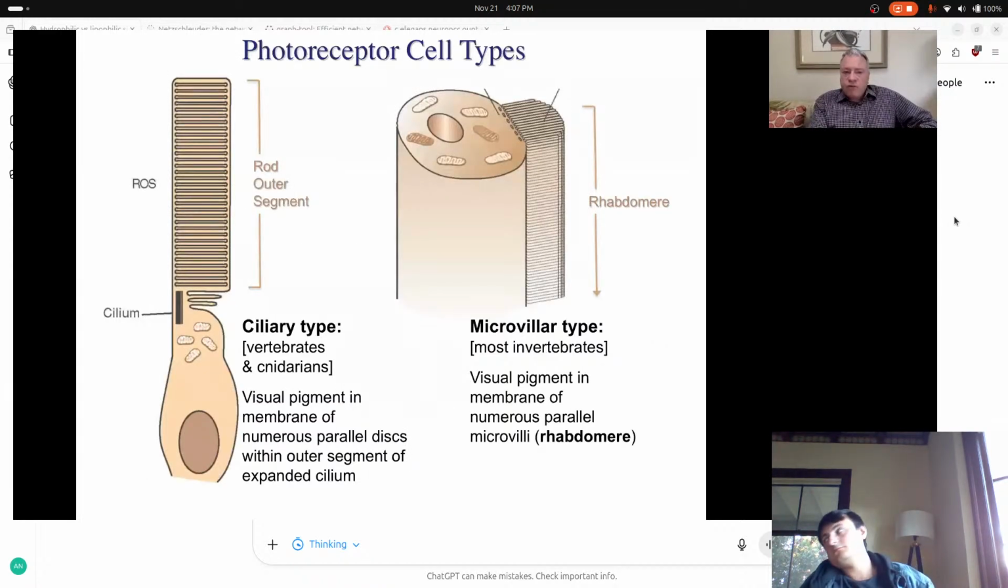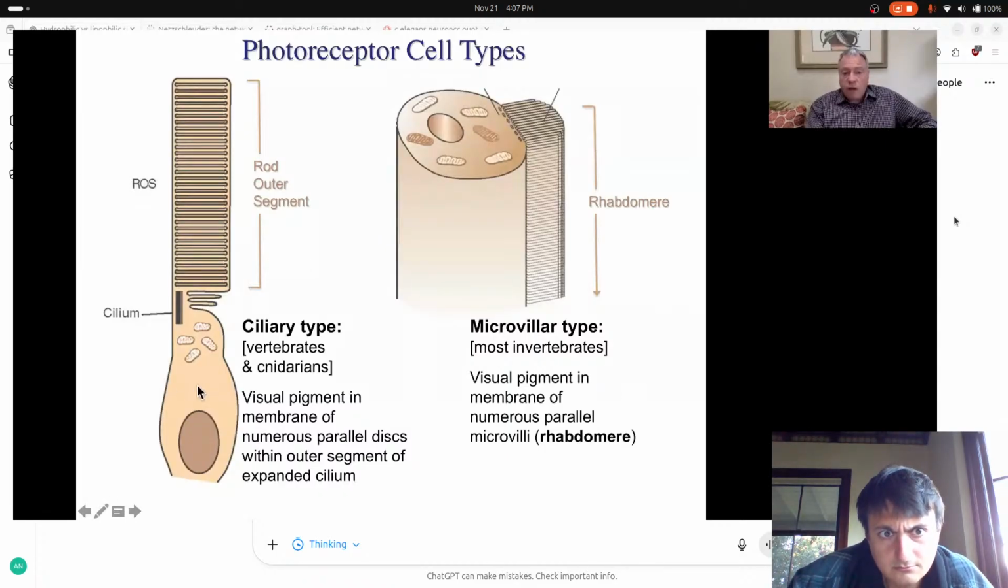So in terms of types of photoreceptors, the type that vertebrates have is called the ciliary type. These are modified cilia. So we have a structure that would give us a cilia. This is more like the stereocilia of the hair cells than the motile cilia. So these aren't moving. They're these rigid structures that hold this erect region up here.